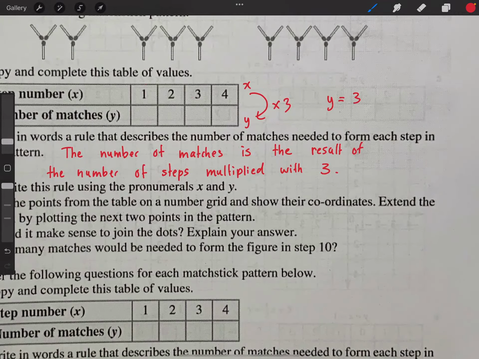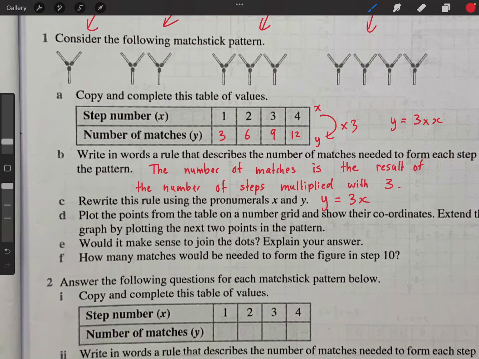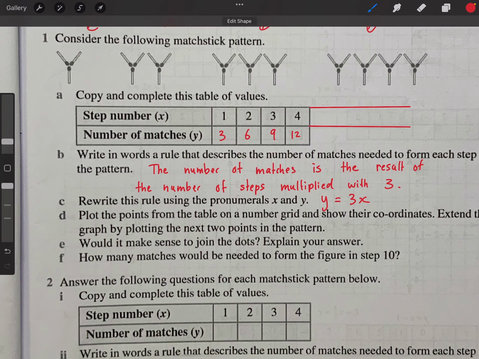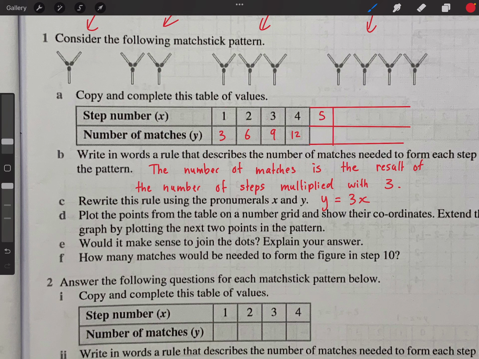Question D says plot the points from the table on a number grid and show their coordinates. Extend the graph by plotting the next 2 points in the pattern. Okay, so let me just refill this table out. 3, 6, 9, 12. So what they want us to do is plot this onto a Cartesian plane. And then they want us to extend the points and plot the next 2 points. So we want to plot the points for step 5 and step 6. For step 5, you're going to get 15, and step 6, you're going to get 18. So let's plot this on the graph.